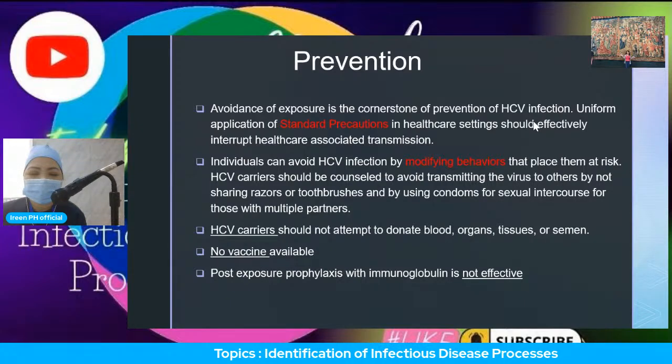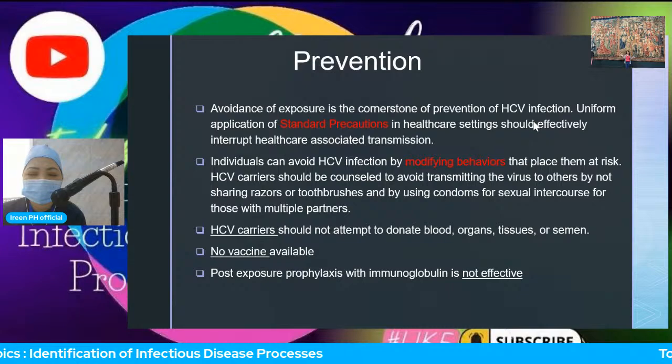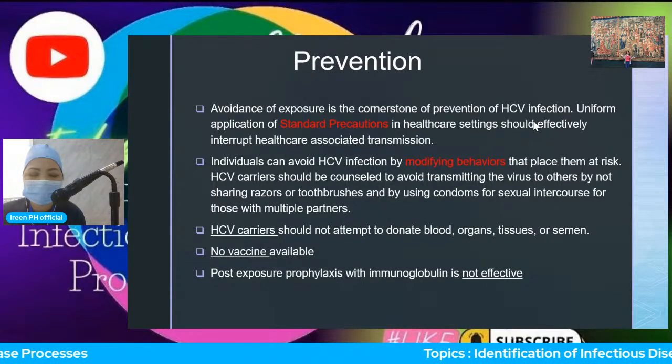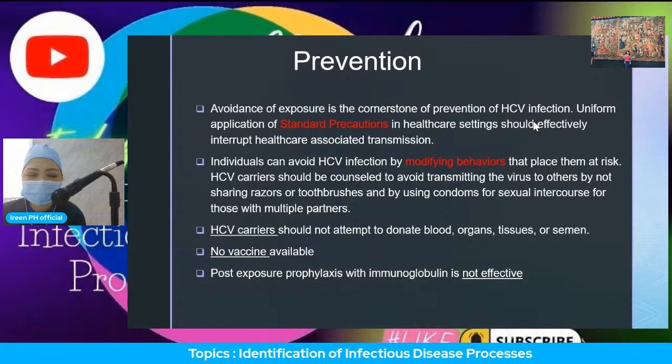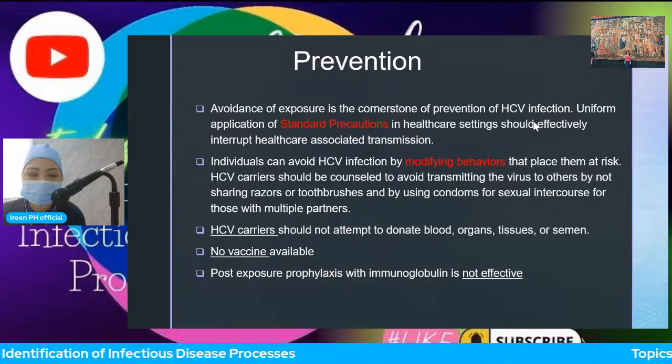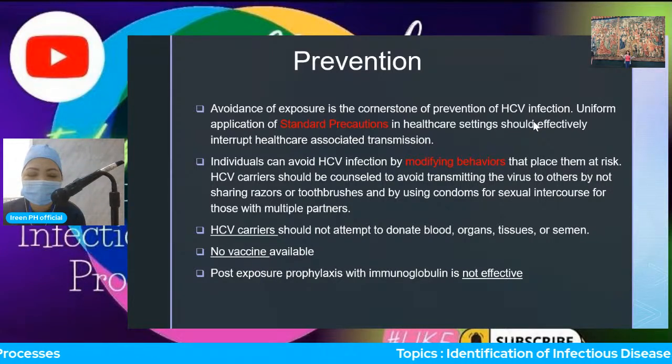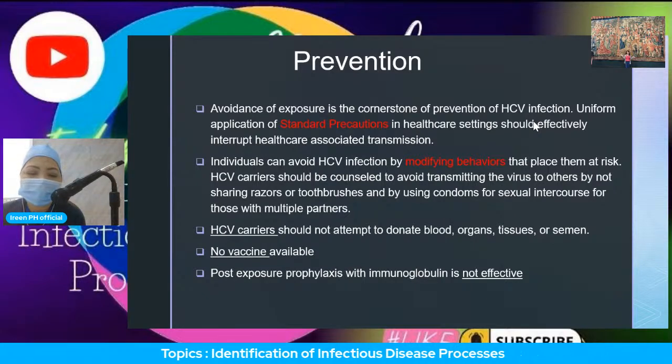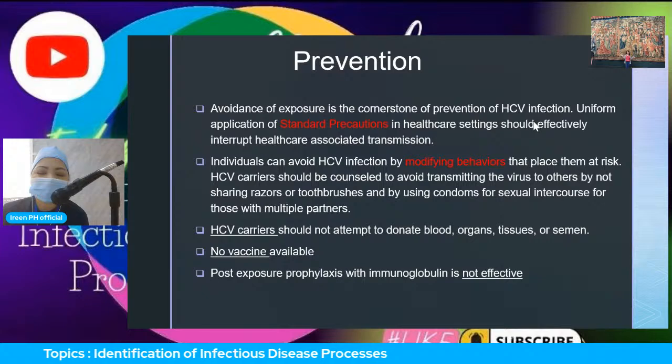Don't share toothbrushes. And use condoms for sexual intercourse for those with multiple partners. HCV carriers should not attempt to donate blood, organs, tissue, or semen. No vaccine available. Post-exposure prophylaxis with immunoglobulin is not effective. Again, in Hep C, post-exposure prophylaxis with immunoglobulin is not effective.